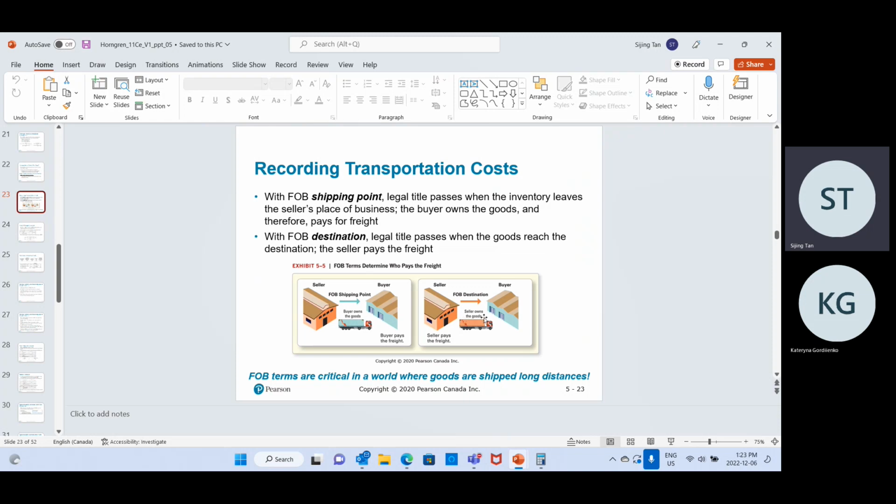FOB destination means that the seller bears the shipping costs because the title passes to the buyer upon receipt of the goods. So even though the goods leave the seller's storage, the seller still owns them. With FOB shipping point, the buyer pays the shipping costs; with FOB destination, the seller pays. Whenever the goods arrive at the buyer's storage, the legal title is passed to the buyer, so the buyer owns them.